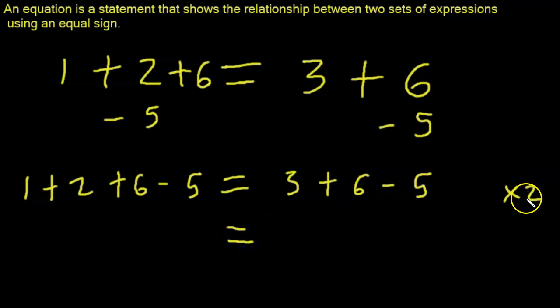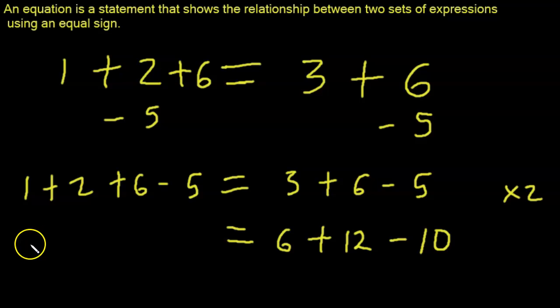And to multiply by 2, by the way, we need to multiply each and every single term. So if I multiply 2 to the right hand side, it's 2 times each term. So 2 times this value, 3, we get 6. And 2 times 6, we get 12. And 2 times minus 5, that's minus 10. Notice what we have here. 6 plus 12, that's what? 18. 18 take away 10, that's what? 8.